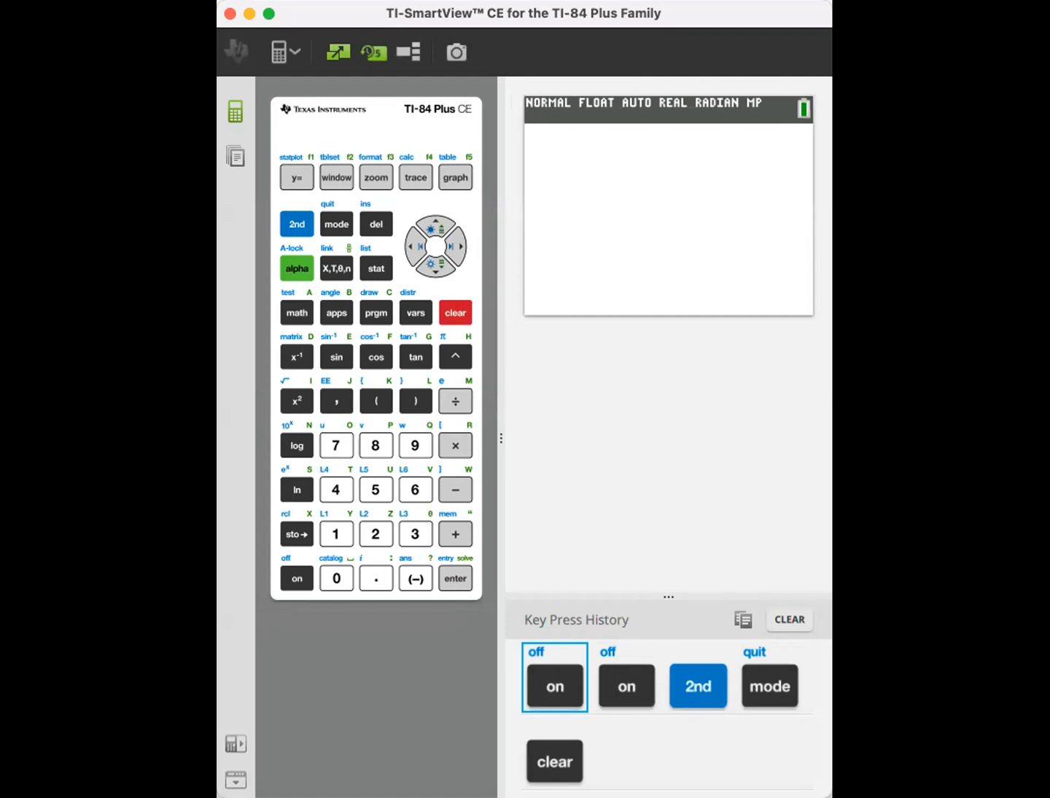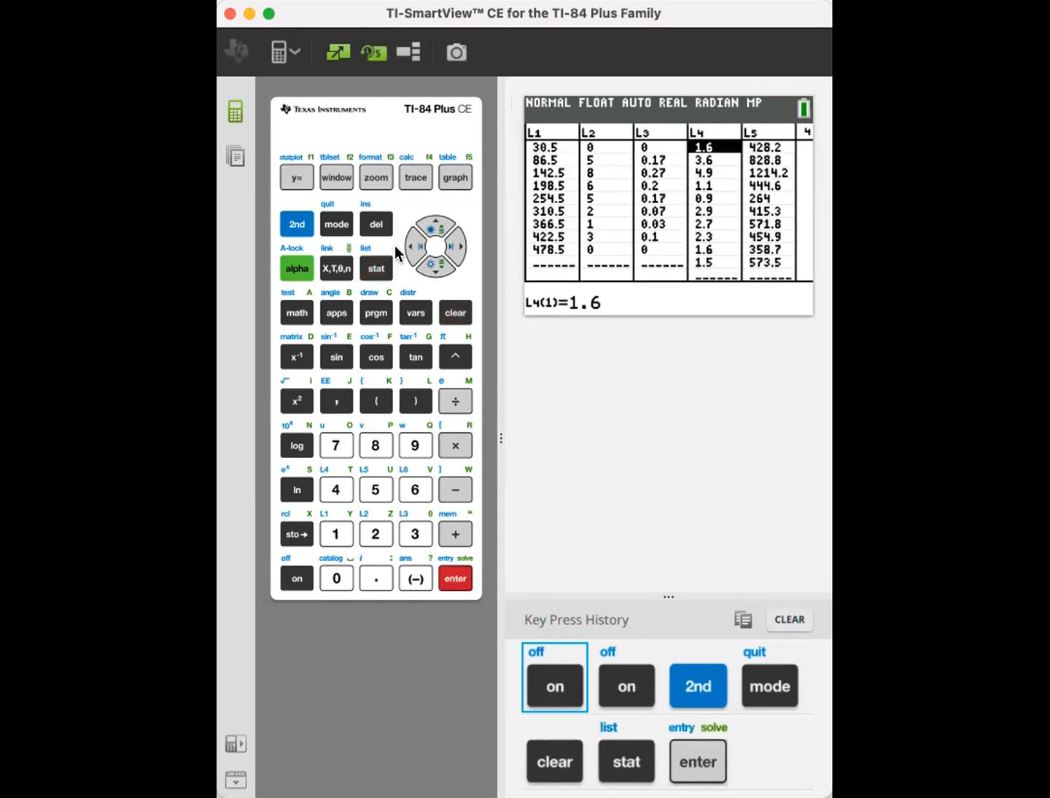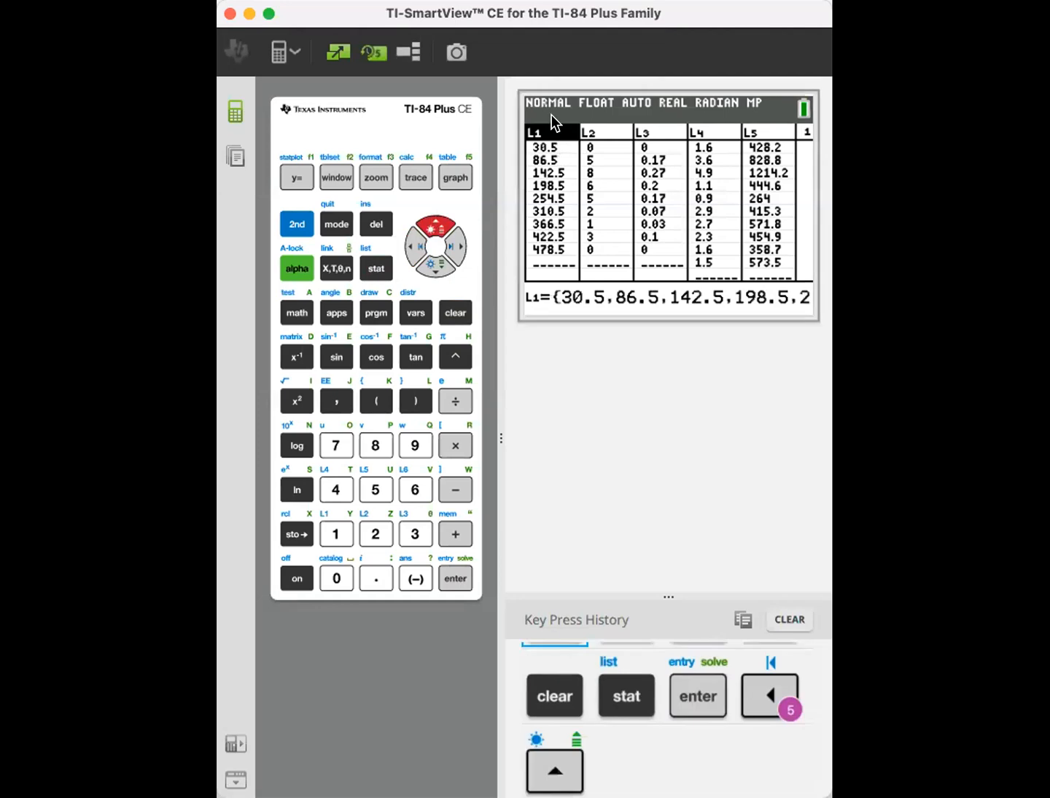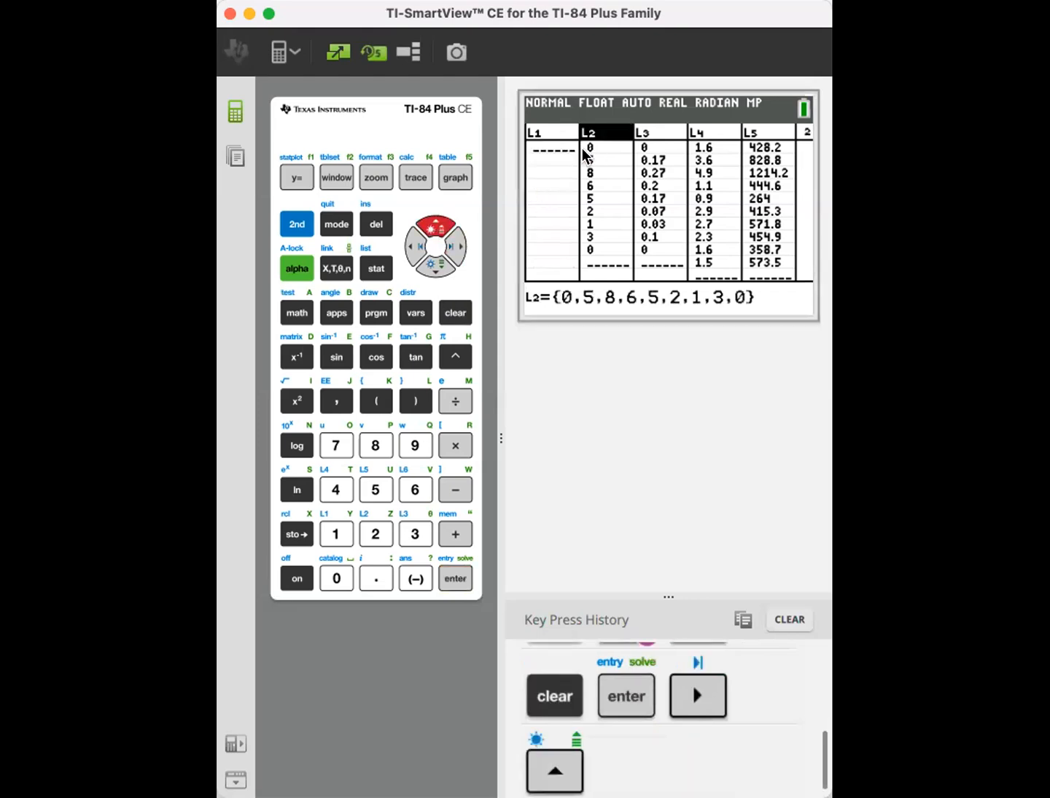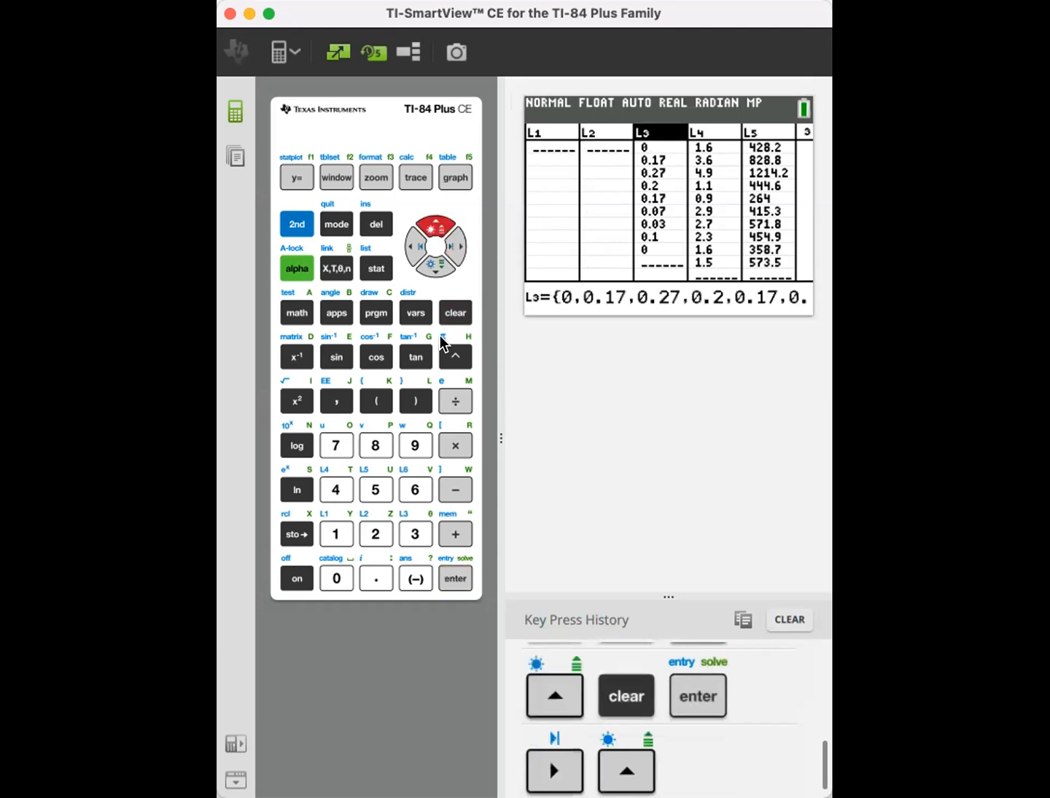So here, the first thing you will do is we're going to go into Stat. Stat is right here. See where my cursor is at? Edit is here. So I select Edit with Enter. I have things in my list. If I want to clear any list, notice what I do. I use the up arrow, highlight L1, clear, Enter. I use the up arrow, highlight L2, clear, Enter. That's what you do to clear any list.